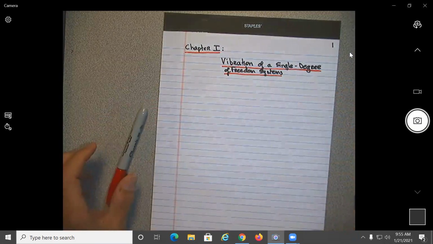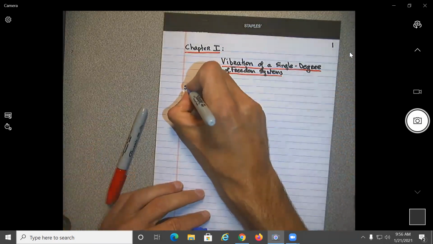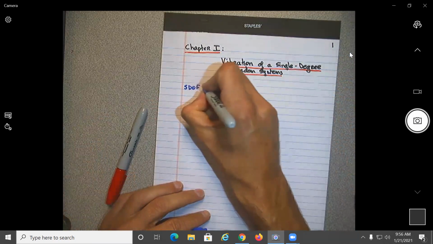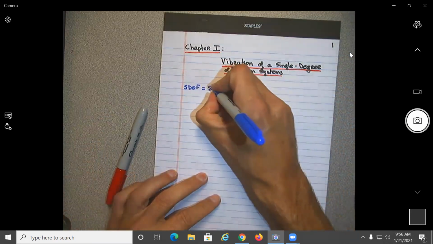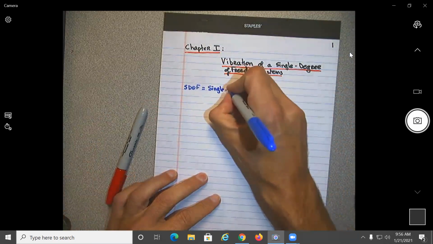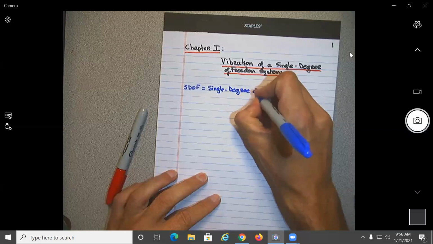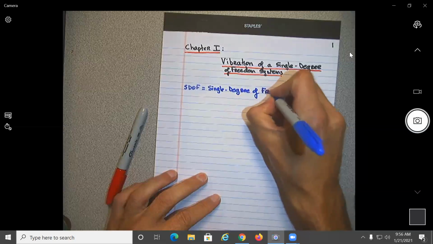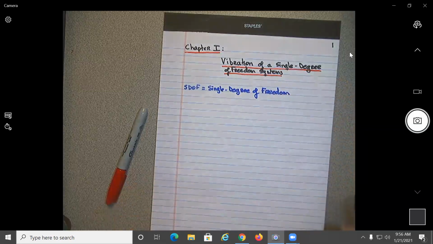So many times, probably on the notes, you will see the acronym SDOF. That's basically the abbreviation for single degree of freedom.